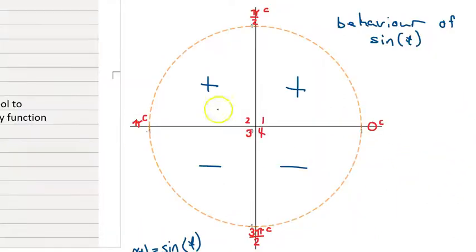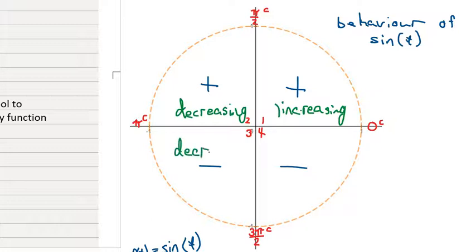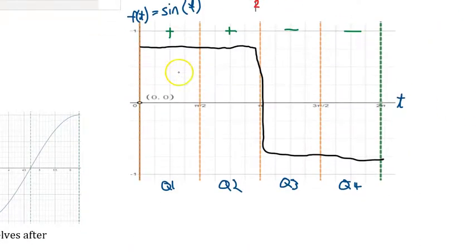So going back over to here, in the first quadrant we're increasing, and in the second quadrant we're decreasing. The third quadrant we're decreasing even further, so we're decreasing below 0, and in the fourth quadrant we're increasing back towards 0 again.